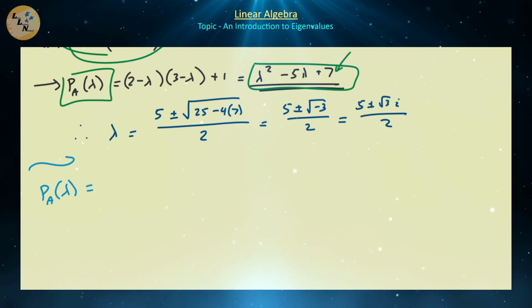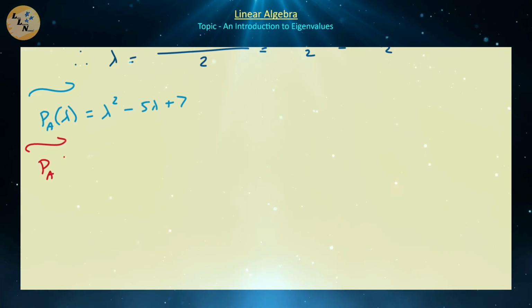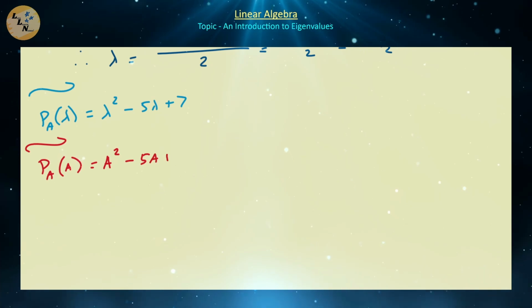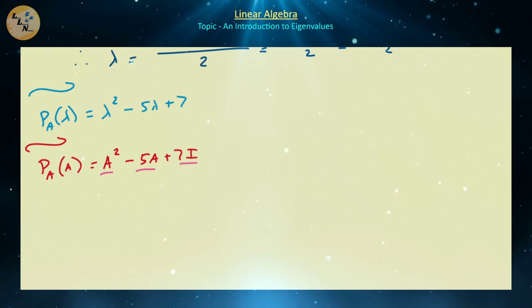So the characteristic polynomial for this matrix A was found to be lambda squared minus 5 lambda plus 7. And what I'm going to do is consider the statement PA of A, which is equal to A squared minus 5A plus 7 times the 2 by 2 identity matrix. Because if you don't have the identity matrix there, you're going to have a matrix minus a matrix plus a scalar, which again doesn't make sense. But this is perfectly okay. So PA of A should be a matrix. So let's see if there's anything special about that matrix.